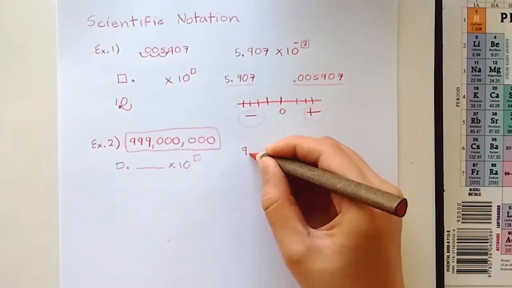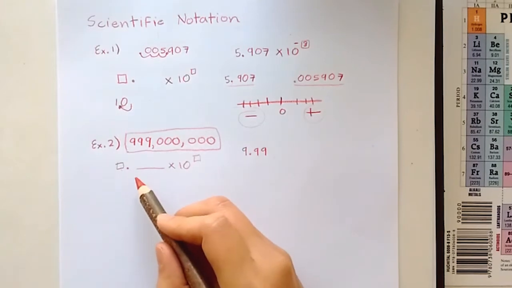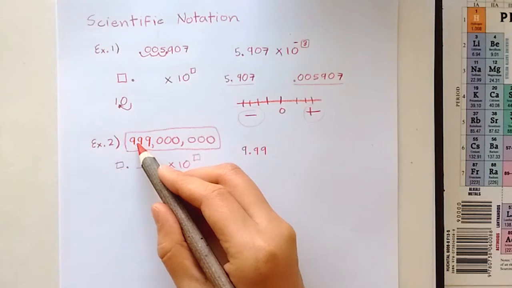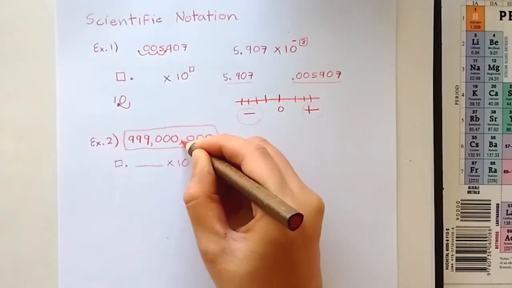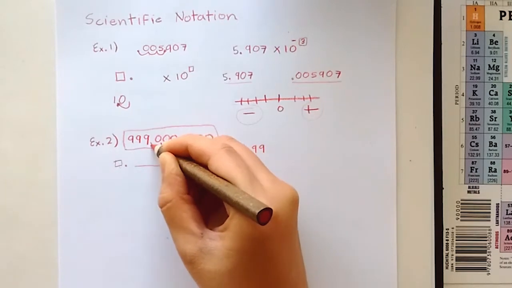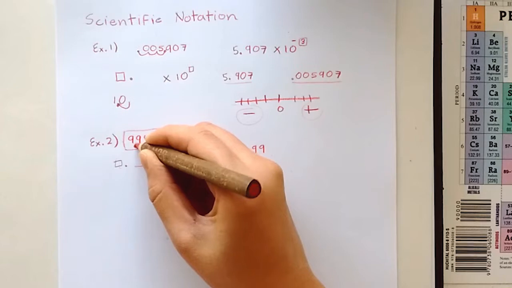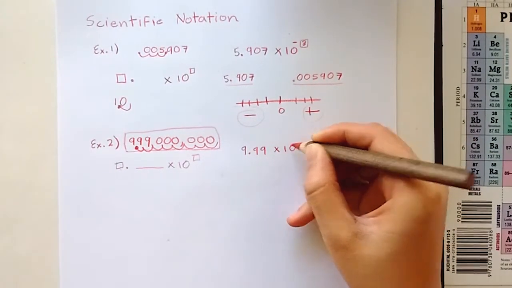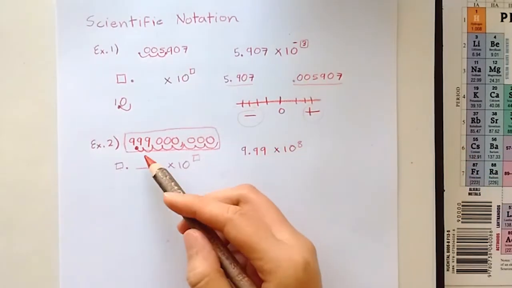Put 9.99. I'm just putting the decimal point where I only have one number here. So 1, 2, 3, 4, 5, 6, 7, 8. I had to move it 8 places to get to scientific notation. So I know that my exponent is going to be 8. Now whether it's positive or negative, we can figure out here.